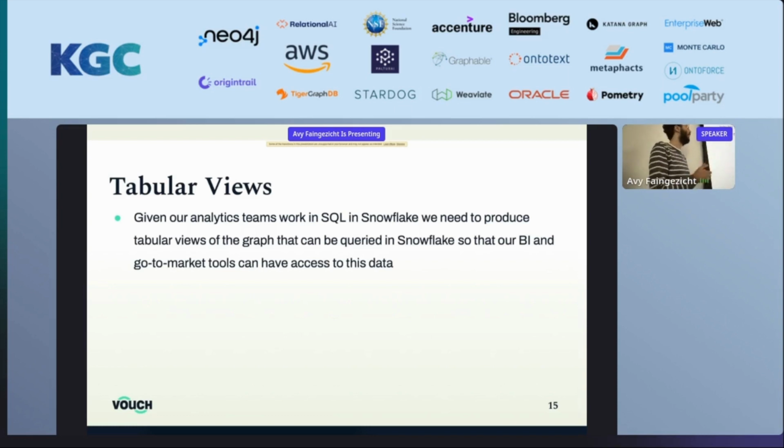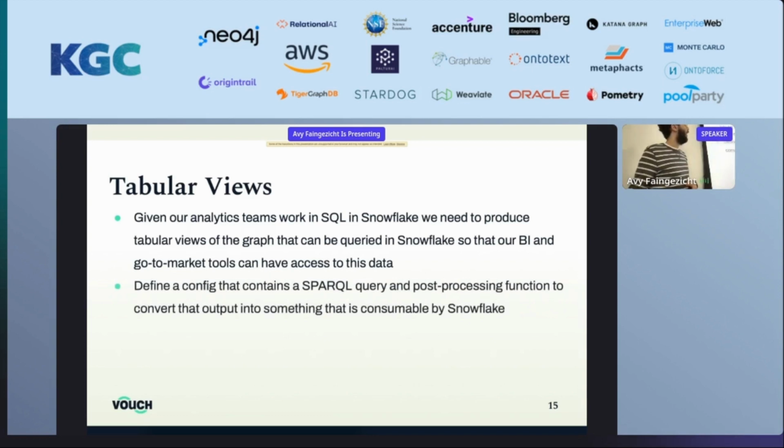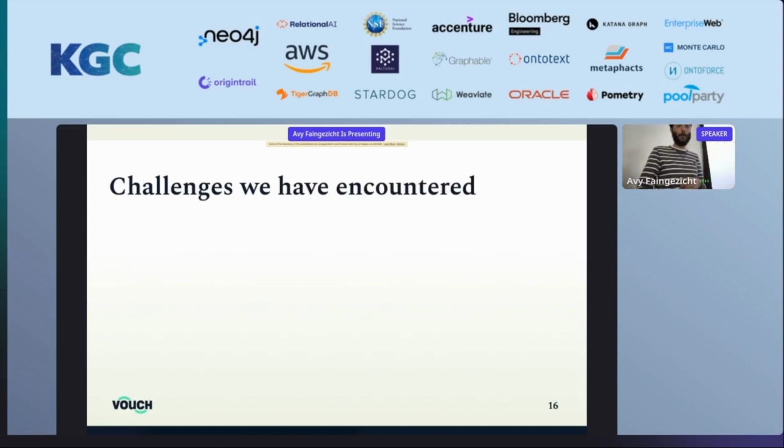And for our go-to-market teams, we also have reverse ETL tools that consume data from Snowflake, which wasn't modeled in our high-level architecture. So pushing data back into Snowflake is really important. So we've created a simple way that you can write a SPARQL query as a config and define a post-processing function that will take that RDF data that's coming out of your SPARQL query and output it into a format that's consumable by Snowflake. One of these is a summarized company view where, for every company in our data set, we return the row of the current view with all the summarized attributes defined on a predicate level.